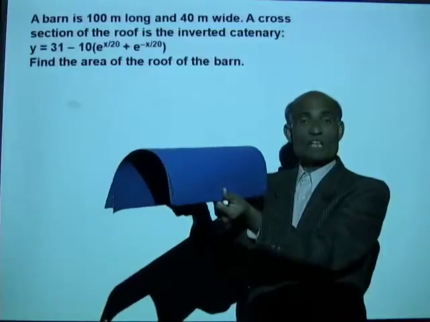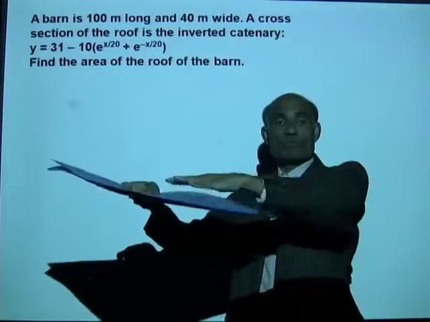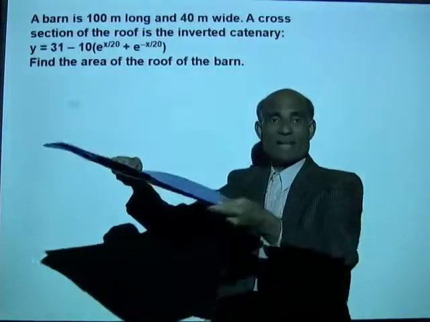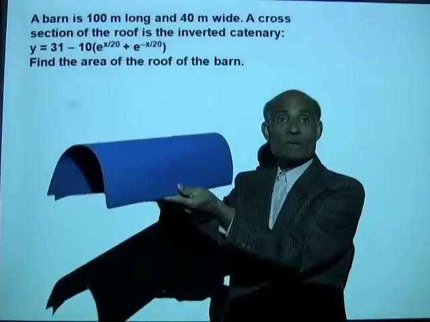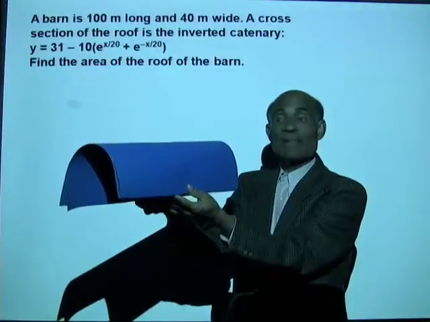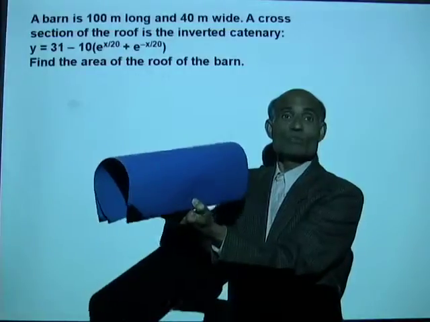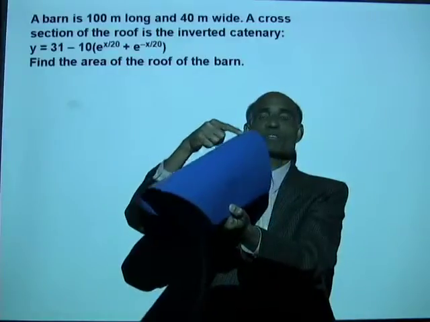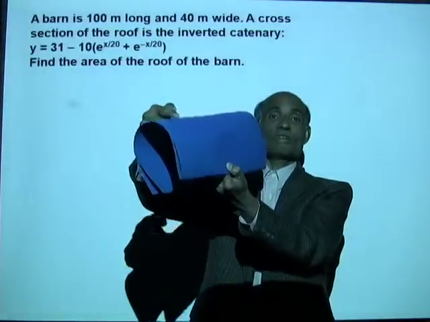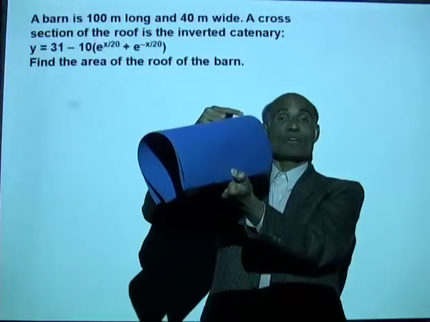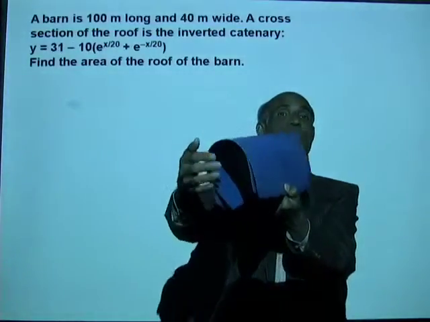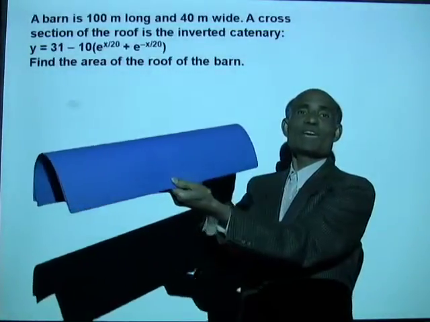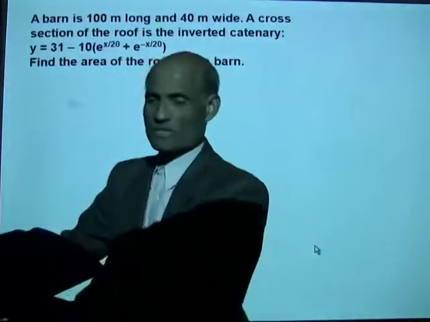So how do you find the area of the roof? This is the whole of the roof. The area of the roof is width multiplied by length. Actually, the width is what becomes the catenary. So if you can find the length of the catenary, which will be the length of that curve, multiplied with the length of the roof, that is given to be 100 meters. So the length of the catenary multiplied by the length of the roof will give you the area of the roof. That's what we are after.